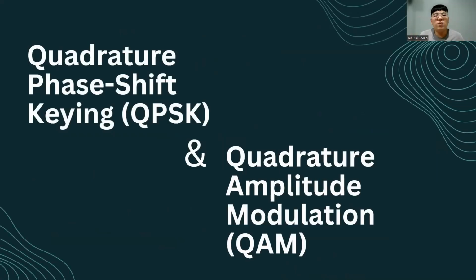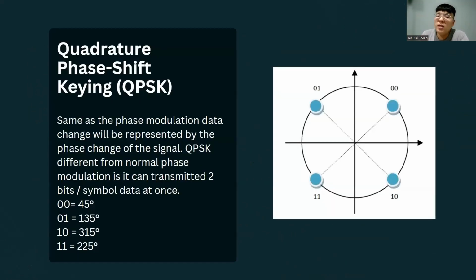Hi, it's me again. I am going to explain about quadrature phase shift keying, or QPSK, and quadrature amplitude modulation, QAM. So actually, what is QPSK? I believe you listened to Wenjuan's presentation, so you know that the data can be represented by phase shifting, right? So it is either 1 or 0.